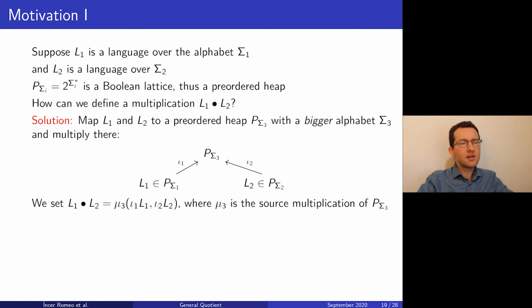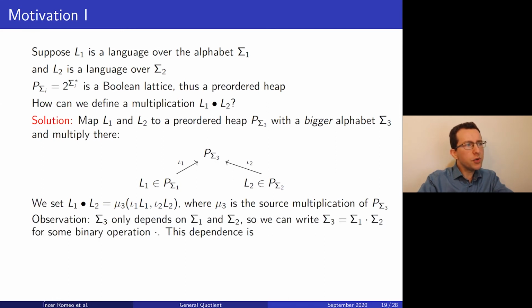Here's a solution. Find a bigger alphabet, sigma 3, and ship L1 and L2 to the preorder heap given by that bigger alphabet. Because that is a preorder heap, it has a notion of multiplication. Therefore, we can just multiply locally in that preorder heap piece of sigma 3. What we notice immediately is that sigma 3 only depends on sigma 1 and sigma 2. So we can write sigma 3 equals sigma 1 times sigma 2 for some binary operation dot.